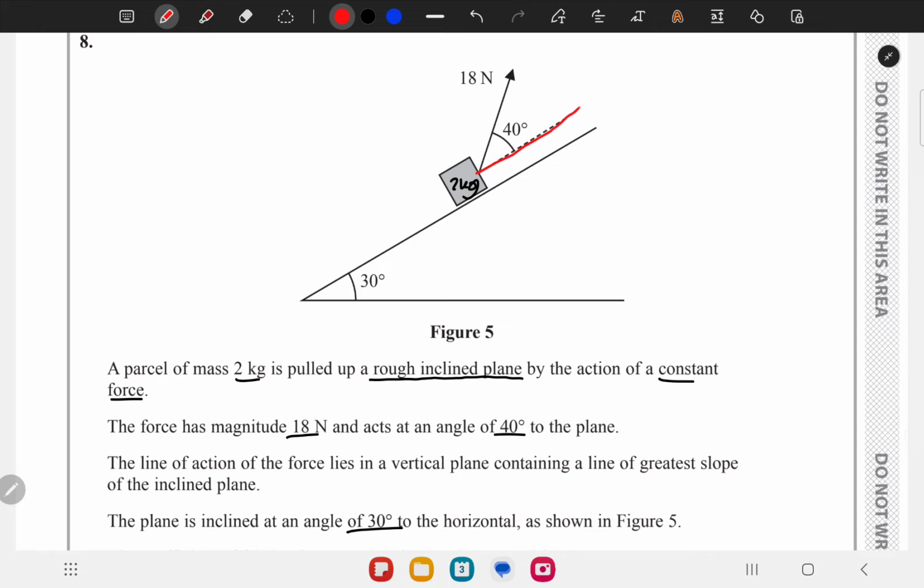For the acceleration, we have to find the unbalanced force. It will be 18 cos 40 in this direction. We'll have friction, mu R, and the downward component of the weight, so 2g sine 30 in this direction.